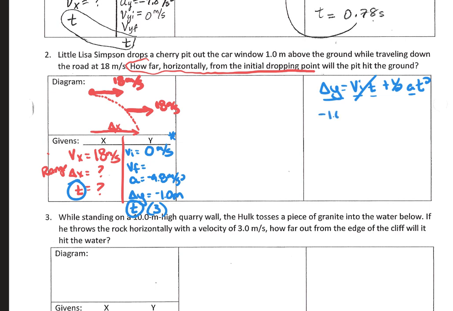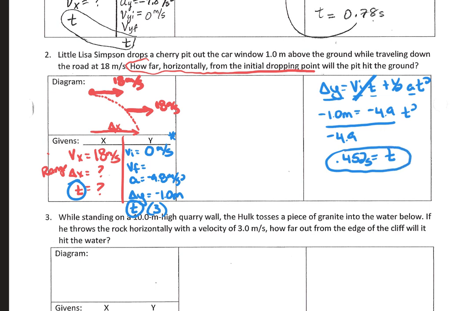We just plug in -1 meter, v initial is 0, so that whole term cancels out. Half of -9.8 is -4.9, t squared. Divide both sides by -4.9, and then we're going to square root. I'm going to do all those steps at the same time. So let's do that. Square root of 1.0 divided by 4.9. The 2 negatives cancel out. And you get a time of 0.452 seconds. Do we need all those decimals? Maybe we could stop at 0.45 because that's what the given had.